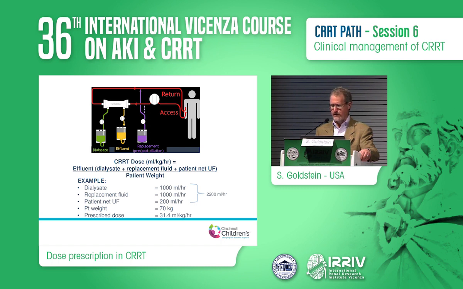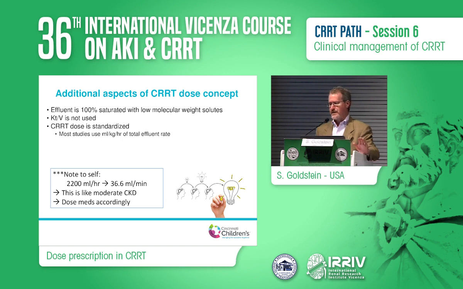Some additional aspects of CRRT dose to think about is that the effluent is generally 100% saturated with low molecular weight solutes. In chronic or intermittent hemodialysis, it's the blood flow rate that generally determines the clearance, because the blood flow rate in mLs per minute is significantly greater than the dialysis fluid rate, generally prescribed at 1.5 to 2 times the blood flow rate. However, in CRRT, that does not occur. The blood flow rate is significantly higher than the effluent rate, and therefore there is near saturation.